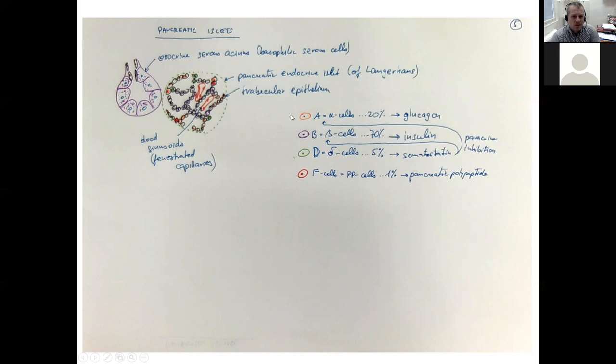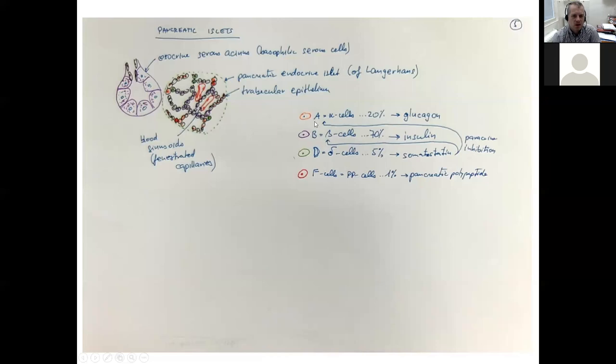The second most common cell type are A or alpha cells, like 20%. You can find them more on the periphery of the islets. They are producing glucagon. Then some 5% are the D or delta cells, producing somatostatin. Somatostatin is a typical example of so-called paracrine inhibition. It means it's a molecule that finds its target cells in the tissue neighborhood, not circulating in the whole bloodstream, but it affects the neighboring cells.